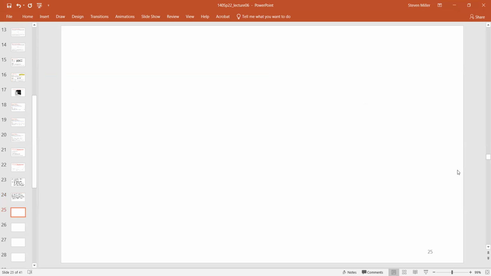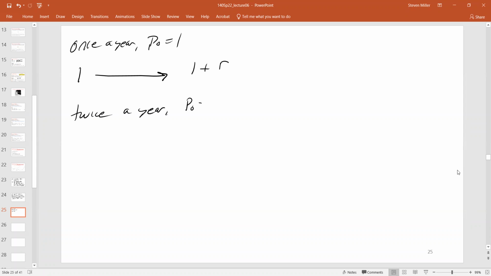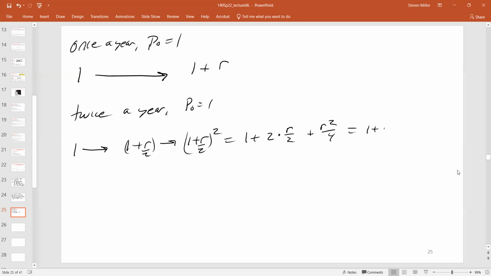Let's look at once a year versus twice a year. So once a year, let's assume that the initial money is just $1 to be easy. You should go from $1 to 1 plus R in 1 year. If you do twice a year, and again your P naught equals 1, you go from 1 to 1 plus R over 2, to 1 plus R over 2 squared, which is 1 plus 2 times R halves plus R squared over 4, which is 1 plus R plus R squared over 4. That's a little bit better.